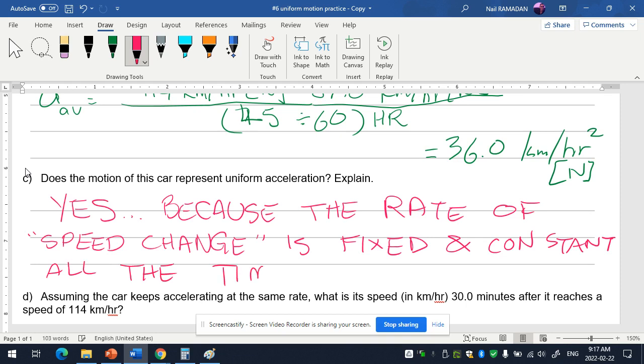Uniform motion, if the speed change is 0. Here the speed change is not 0, but it's constant the whole time. It is uniform motion if the speed is not changing. But we just saw that there is a speed change, right? But we even analyzed the speed change itself, and the speed change was the same all the time. You see the difference here. So it is not uniform motion, but it is indeed uniform acceleration, just because the rate of change is the same. Rate of change. Slope, like we did in grade 11.